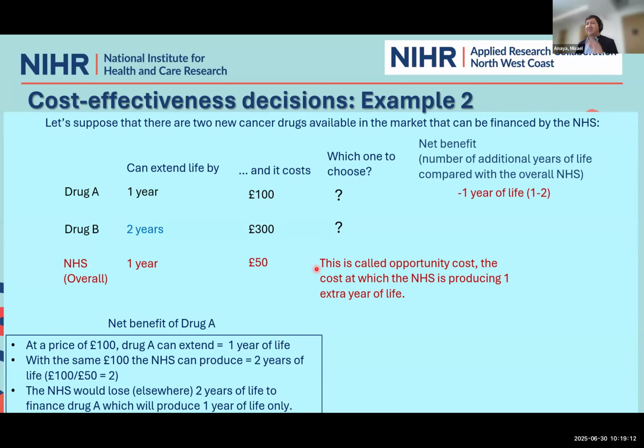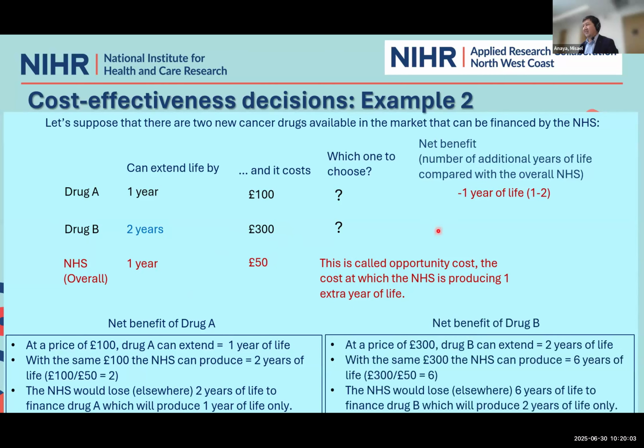What will happen with drug B? Drug B costs £300 and produces 2 years of life. But the overall NHS system is producing 1 year of life at a cost of 50, which means with these £300, the NHS can produce 6 years of life, 300 divided by 50. So we are reducing 6 years of life in the NHS in order to only gain 2 years of life with drug B, which means minus 4 years of life. So this is the estimation below.